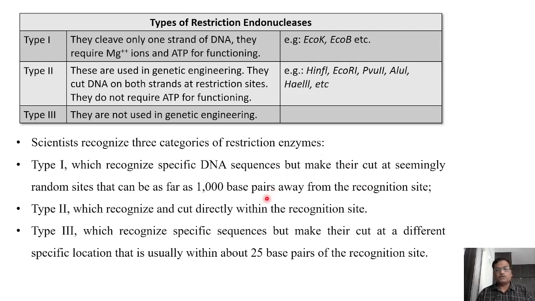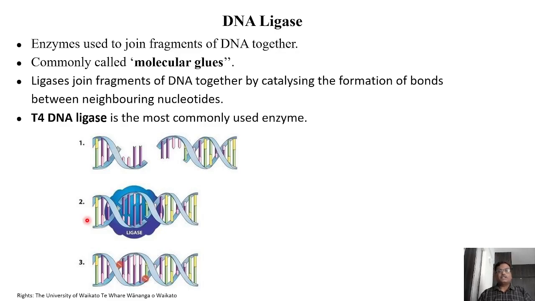Whereas type 3 endonuclease enzymes also recognize the specific sequence but make their cut at a different specific location. Because type 1 and type 3 enzymes cut DNA away from the restriction sites, they are not useful in recombinant DNA technology. Whereas type 2 restriction enzymes, since they cut exactly in the recognition site of the DNA, are very useful in recombinant DNA technology. The next enzyme which is extensively used in recombinant DNA technology is DNA ligase.